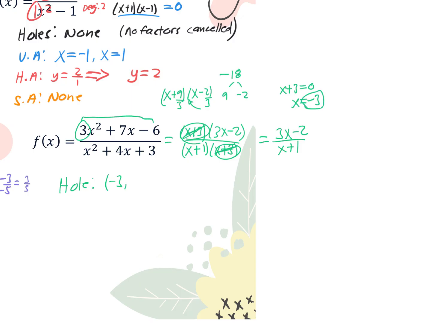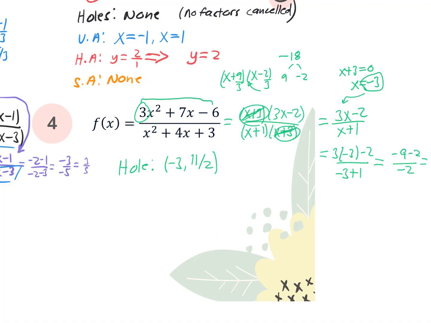To figure out what the y coordinate is going to be, you plug that into the simplified expression. So this is going to be 3 times negative 3 minus 2 over negative 3 plus 1. Let's see what that gets us. That gets us negative 9 minus 2 over negative 2, so negative 11 over negative 2, which simplifies to 11 over 2. So I'm going to have a hole at negative 3 comma 11 halves.